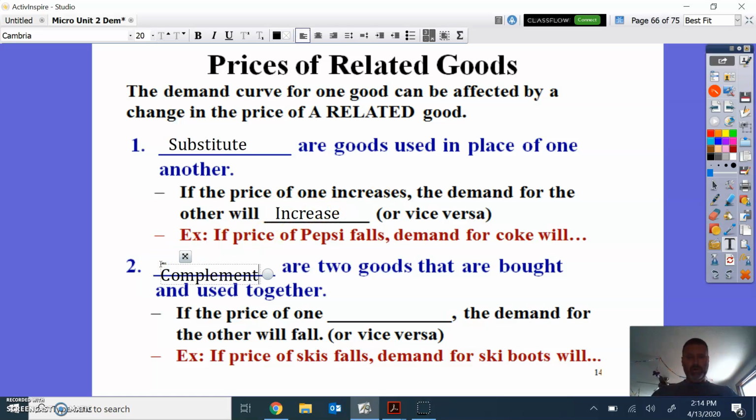Complementary goods are 2 goods that are bought and used together. If the price of one rises, the demand for the other one will fall. The price of skis falls, demand for ski boots should rise, because you buy the 2 of them together. I don't ski, but I guess you need skis and ski boots together. You can't just strap it on there at that point. So understand that this is how it works.